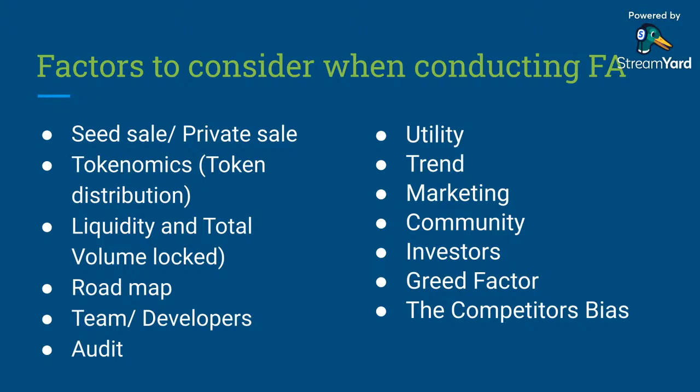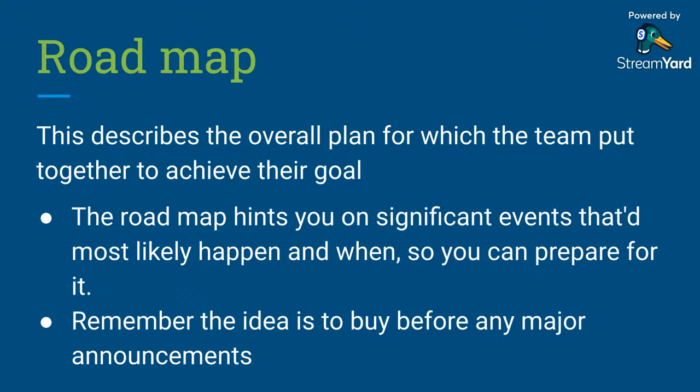All right, so let us start from the first one. We have the roadmap. Now, what is the roadmap? The roadmap describes the overall plan which the team put together to achieve their goal. Let's talk about goals. Imagine you say, this week I'm going to read 10 books. How you intend to achieve those 10 books is what a roadmap is.